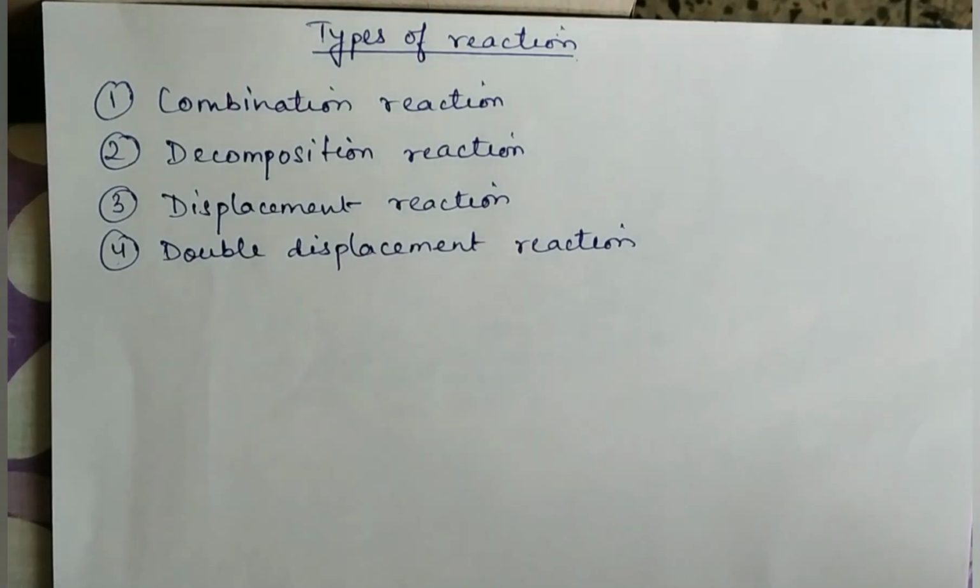So I hope all the 4 types of chemical reactions that we discussed are clear to you. Along with them we have also seen precipitation reactions, endothermic reactions, and exothermic reactions. So I hope all these chemical reactions were clear to you.